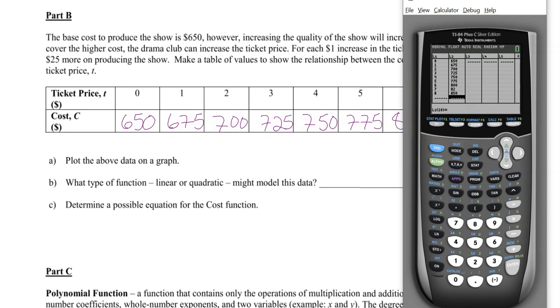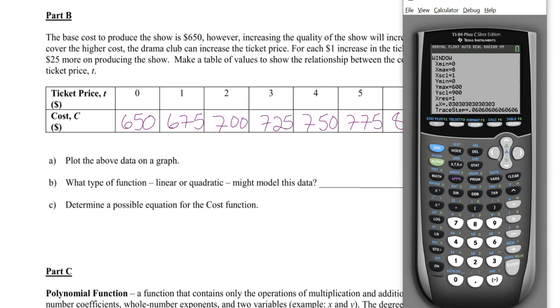Plot the above data on a graph. Oh, see, now that's messed up. So see that 80, you know what, I'm going to leave that and then we'll fix it, right? So for a window, well, we still want 0 to 8, but for here, it's going from 650 to 850, right? So let's go to window. So 0 to 8 by 1s is fine for the x's. And then, you know what, let's give a little bit of room on either end. So let's say we go from 600 to 900.